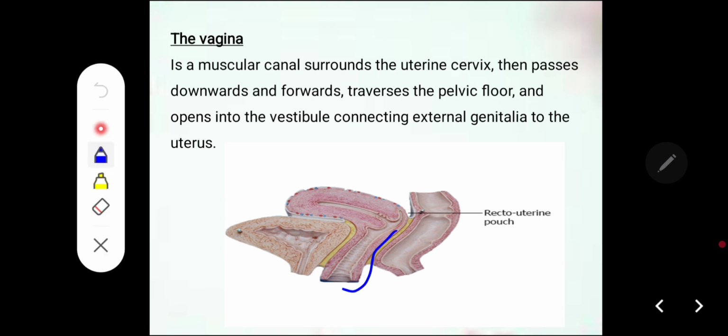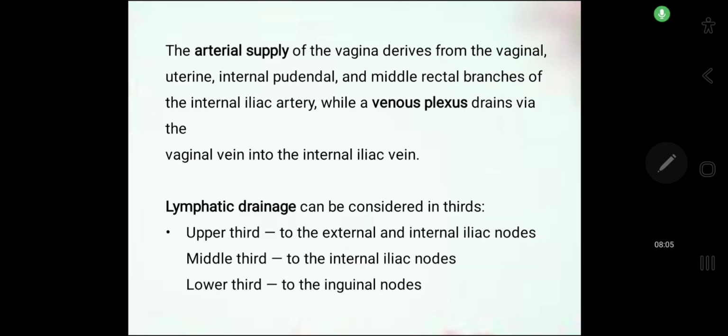This is the vaginal canal, a muscular canal, and this opening in the vestibule is called the introitus. Anterior, this is the urinary bladder. Posterior, this is the rectum and anal canal. The blood supply of the vagina is mainly from branches of the internal iliac arteries. The vaginal artery supplies the lower part of the vagina, while the uterine artery supplies the upper part of the vagina. Additional blood supply comes from internal pudendal and middle rectal branches.